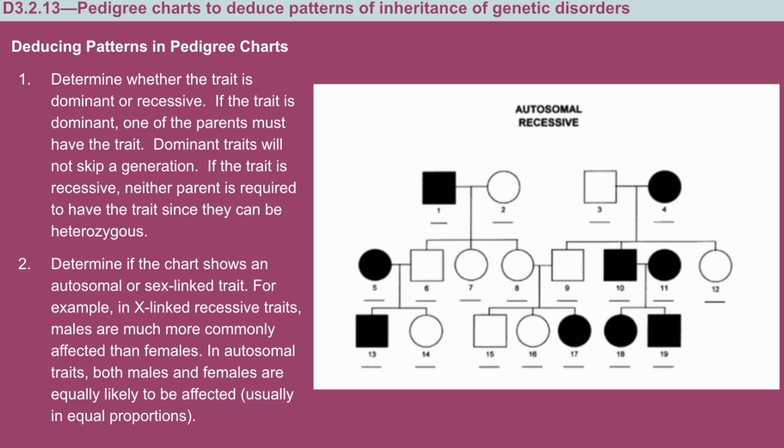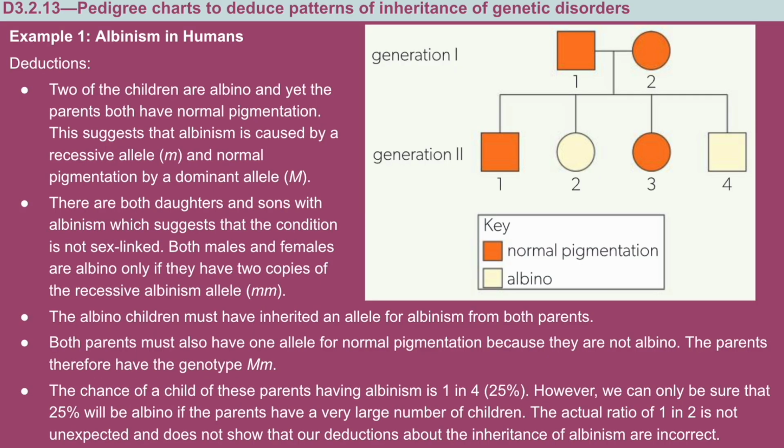Okay, so how do we deduce patterns? Some tips. First of all, determine if the trait is dominant or recessive. If it's dominant, one of the parents must have the trait. If you see that there are two unaffected parents with an affected offspring, then it has to be recessive. Okay, determine if the chart shows an autosomal or a sex-linked trait. For example, in sex-linked traits, males are going to be much more commonly affected than females. In this case, we have pretty equal numbers of males and females, and so we know it's going to be an autosomal rather than a sex-linked trait.